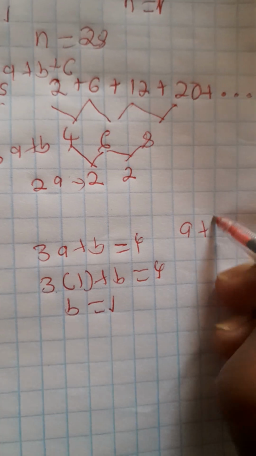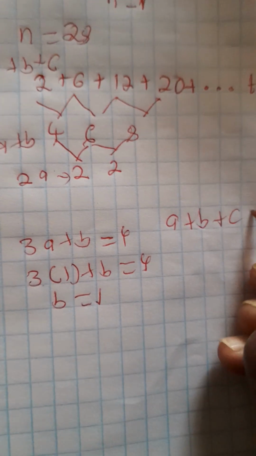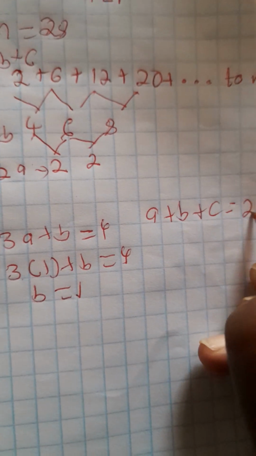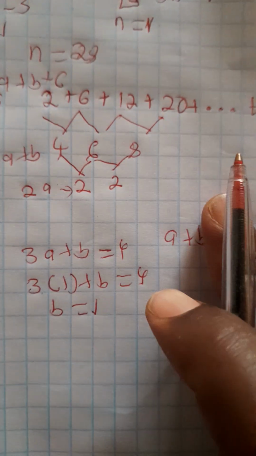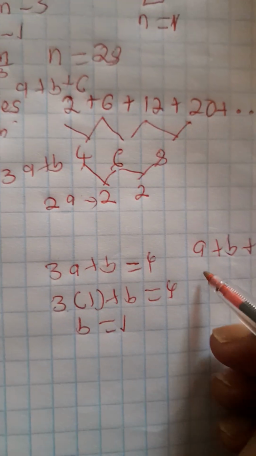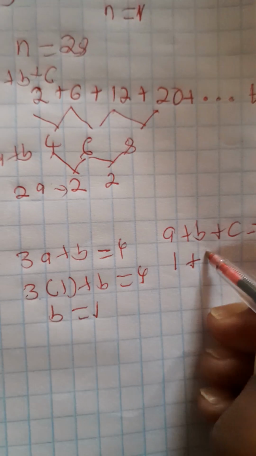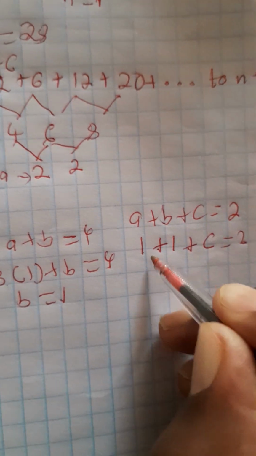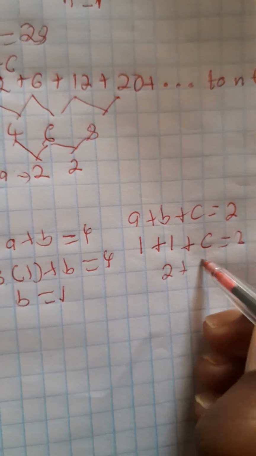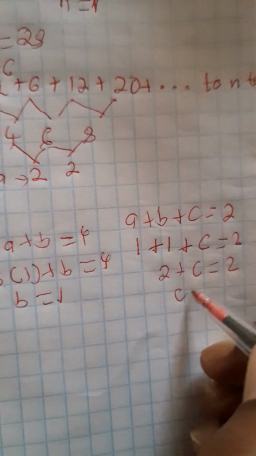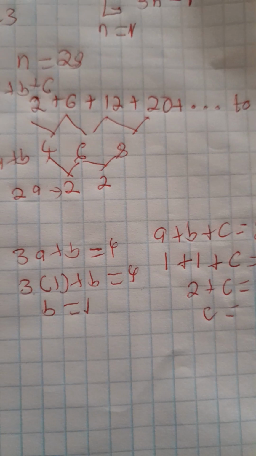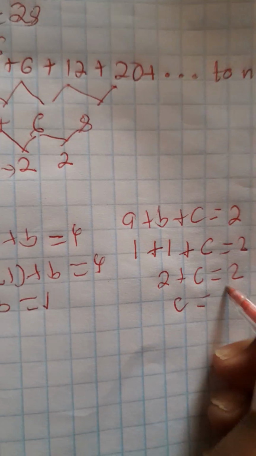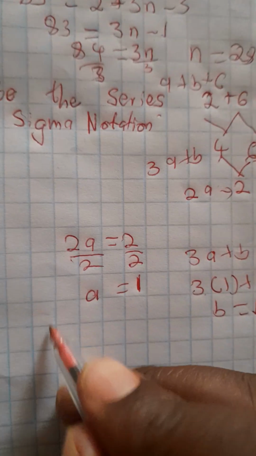We know a plus b plus c is equated to 2, the first term. So what is our a? Our a is 1. What is b? b is 1. Then what is c? c we don't know. What we can do is 1 plus 1, which is 2, plus c equals 2. If we take 2 to the other side, 2 minus 2 is 0. So let's look at the general term.